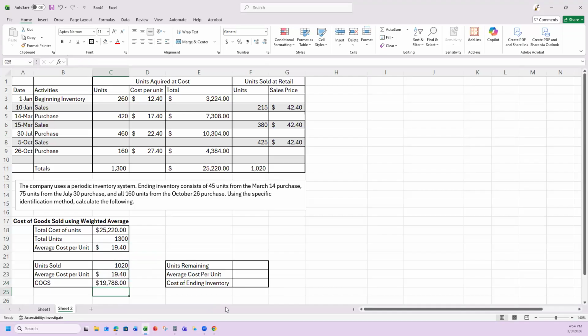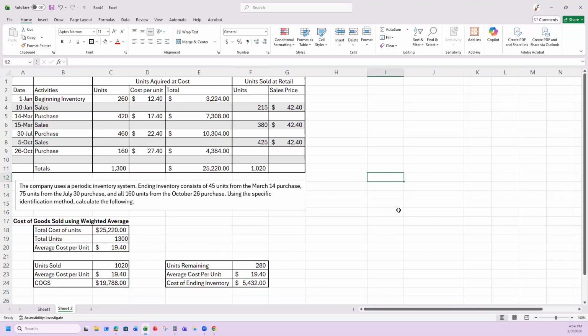And to find the value of our ending inventory, we can use the units remaining. So if we had 1,300 units and we sold 1,020, we know there's 280 units still in inventory at the end of the month. Our average cost per unit is the same one we just figured out up here. So the cost of our ending inventory is just the units remaining times the average cost per unit. Don't know why it didn't do that as dollars, but there it is.